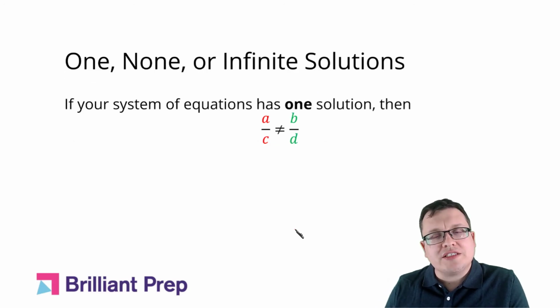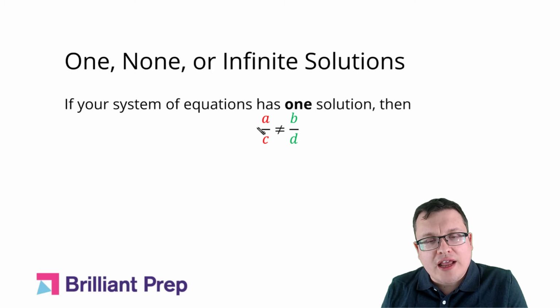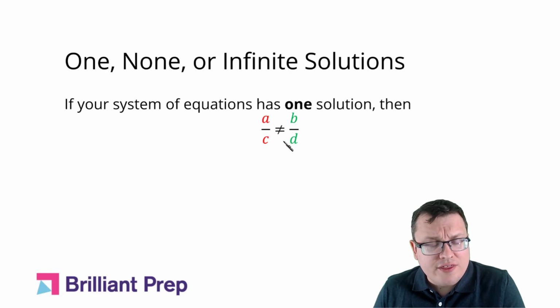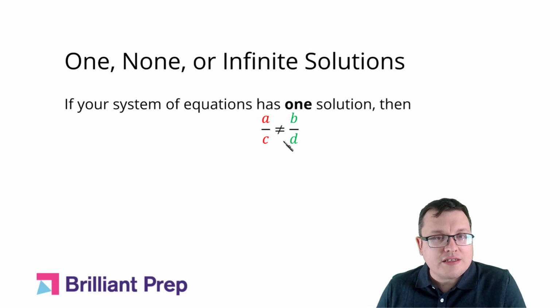If your system of equations has one solution, then you know that the ratio of a to c will not equal the ratio of b to d. And if you want to go back to those previous two questions and just verify that indeed those ratios are not equivalent, that will confirm that yes, there's one solution.